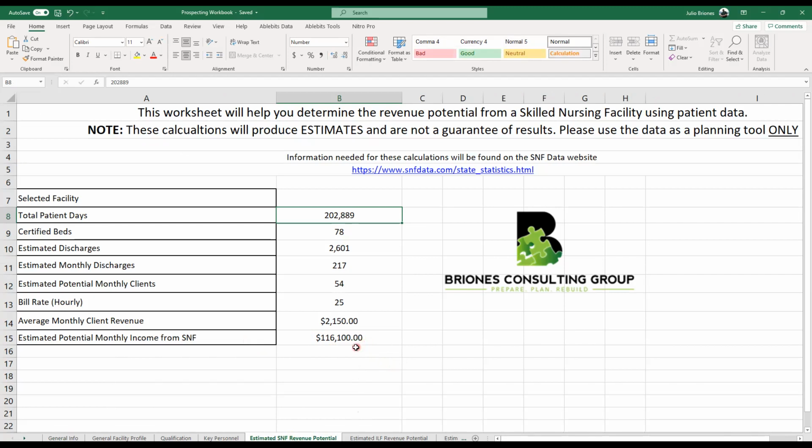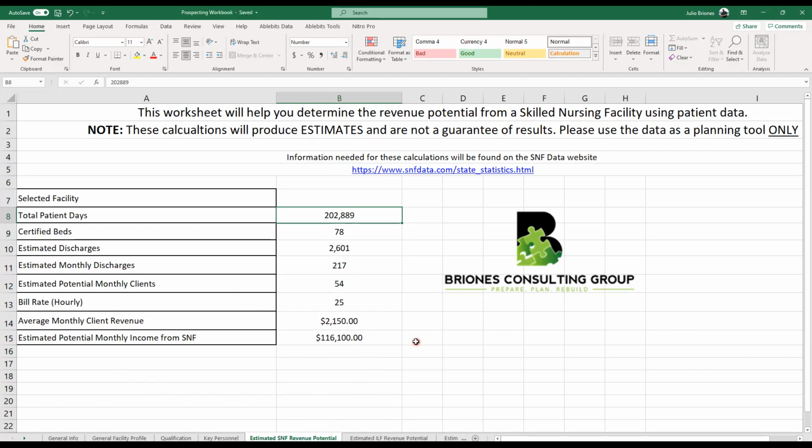Now, please keep in mind, this is a very vague and very general estimate because we have done nothing to qualify this facility, and we do not even know if this facility produces enough private pay clients to justify these numbers. This is for demonstration purposes only. Proper qualification of the facility using the steps otherwise will allow you to have a better understanding as to whether or not this facility would have this much potential.